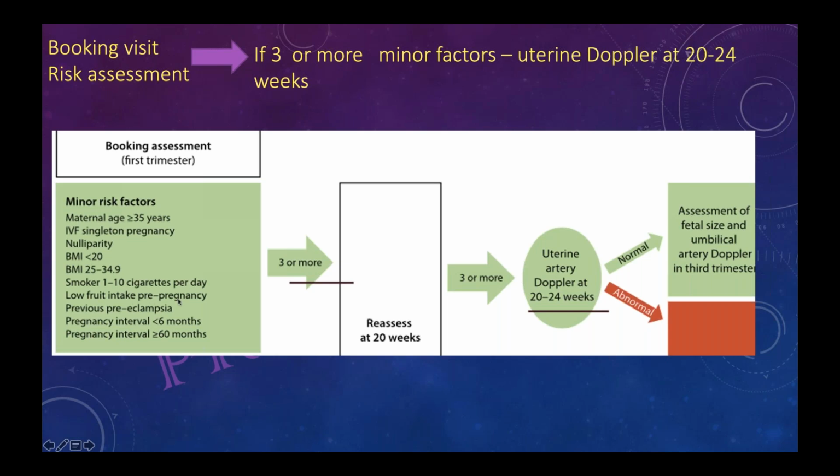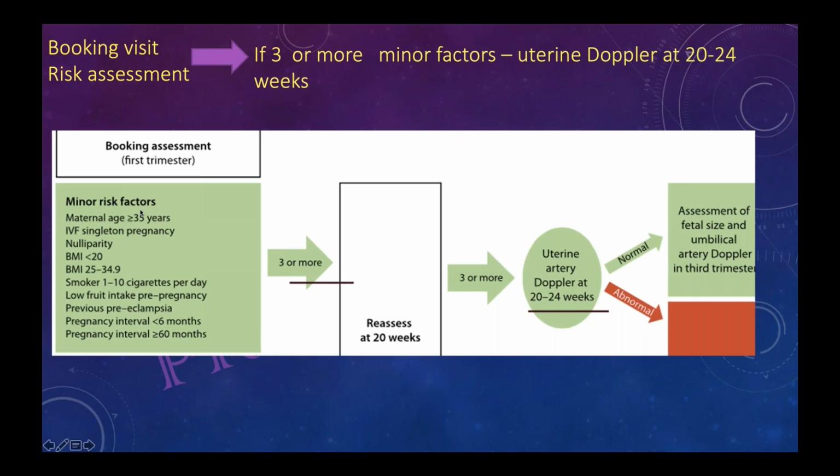Low fruit intake pre-pregnancy, previous preeclampsia. People make mistakes there. When they solve questions, whenever they see preeclampsia, they think that is a major factor and they do the question wrong. But understand, people, it is preeclampsia here. The mistake happens at this point. Then pregnancy interval less than 6 months, or pregnancy interval more than 60 months, and 60 months means 5 years.